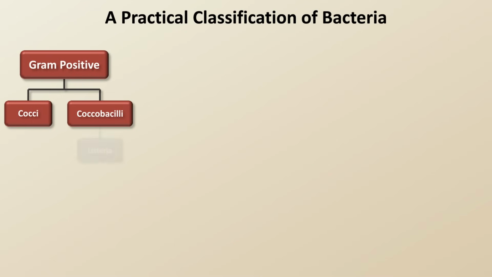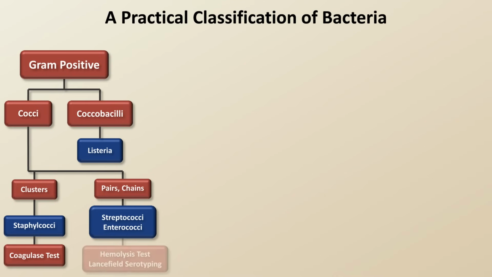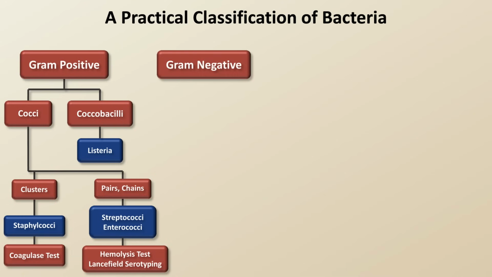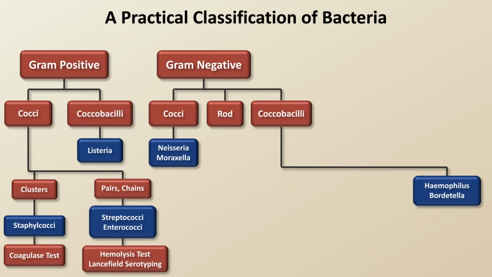Under coccobacilli is Listeria. For gram-positive cocci, if they grow in clusters, they are probably staph and should be further differentiated using the Coagulase Test. If they grow in pairs or chains, they are likely either strep or Enterococcus and should undergo the Hemolysis Test to be further speciated. They can also be further distinguished using Lancefield Serotyping. Clinically relevant gram-negative bacteria can be either cocci, rods, or coccobacilli. Gram-negative cocci include Neisseria and Moraxella. Coccobacilli include Haemophilus and Bordetella.